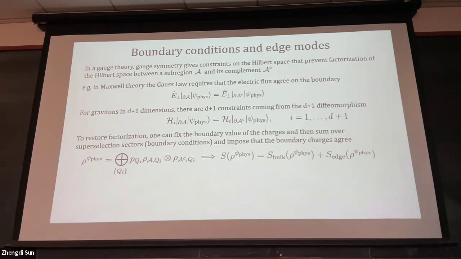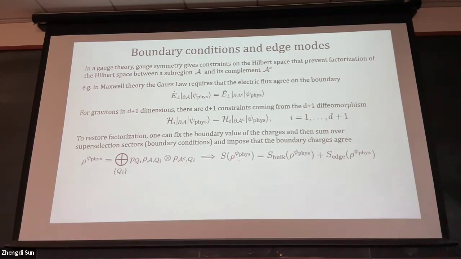And you require that the charges agree. So here Qi for A complement is the same as Qi for A. So here you have a sum over superselection sectors. This thing satisfies the constraints and it now factorizes. And when you do this, you get two contributions to the entropy.